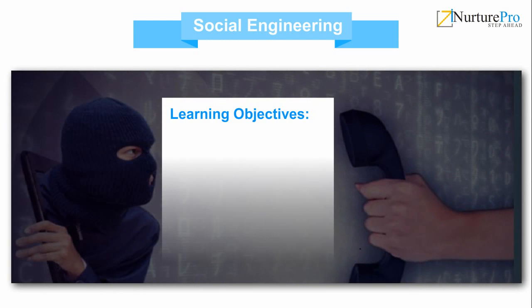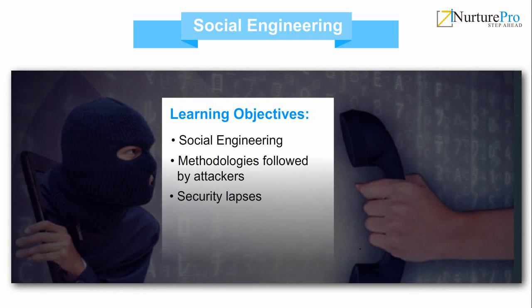Hello students, in this video let us learn about social engineering. Social engineering is an art to influence and manipulate people for the purpose of obtaining confidential information. Criminals trick individuals into giving them passwords or bank information. Most often, people are unaware of security lapses on their part.